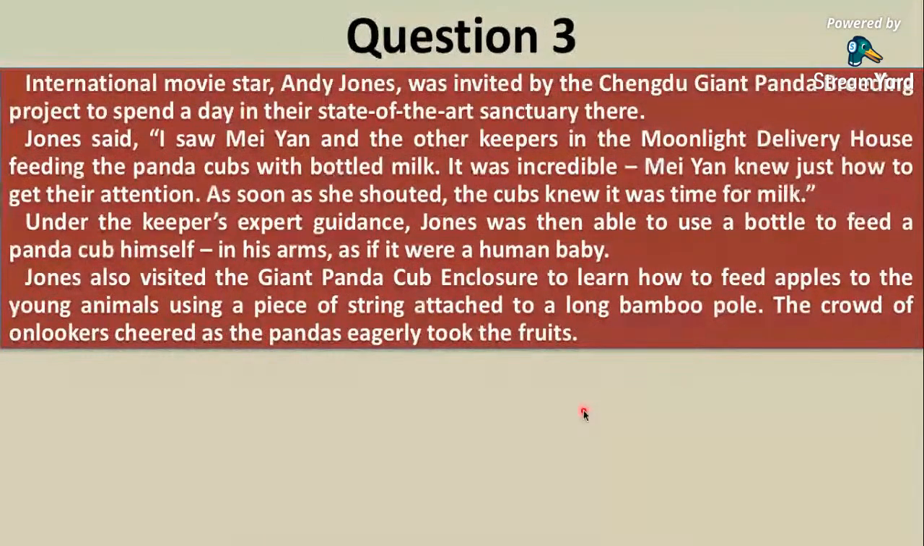Under the keeper's expert guidance, Jones was then able to use a bottle to feed a panda cub himself, in his arms as if it were a human baby. Jones also visited the giant panda cub enclosure to learn how to feed apples to the young animals using a piece of string attached to a bamboo pole. The crowd of onlookers cheered as the pandas eagerly took the fruits."